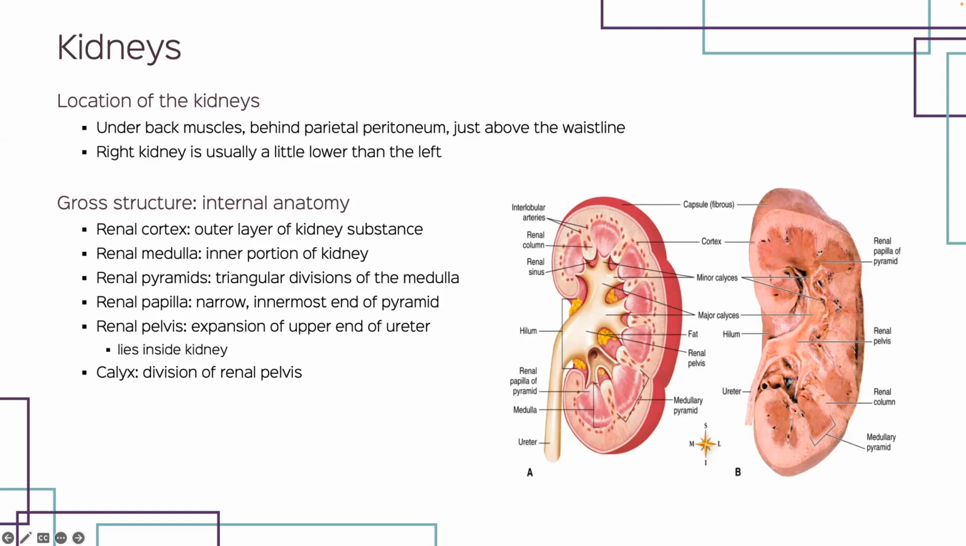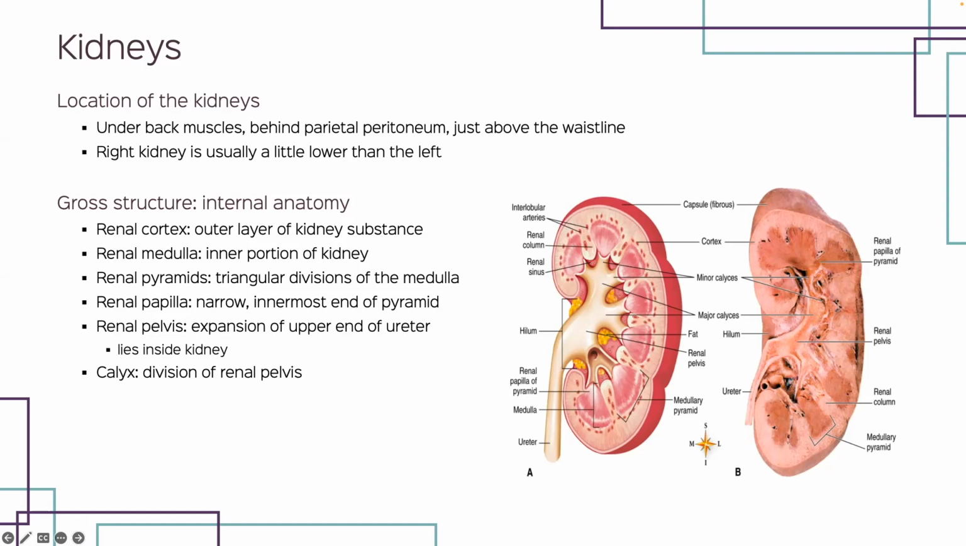If you were to slice through a kidney from the side and open it like the pages of a book, then you would see the following structures. You have the renal cortex, which is the outer part of the kidney, the renal medulla, which is the inner portion of the kidney, the renal pyramid, the triangular divisions of the medulla, and extensions of that cortical tissue that dip down into the medulla between the renal pyramids, called renal columns. You'll have your renal papilla, which is the narrow innermost end of the pyramid, and your renal pelvis, also known as the kidney pelvis.